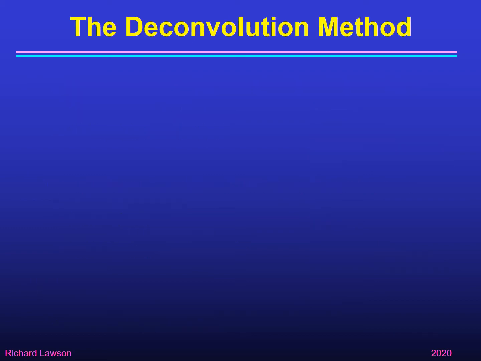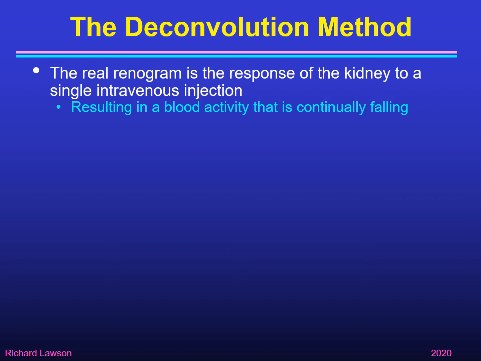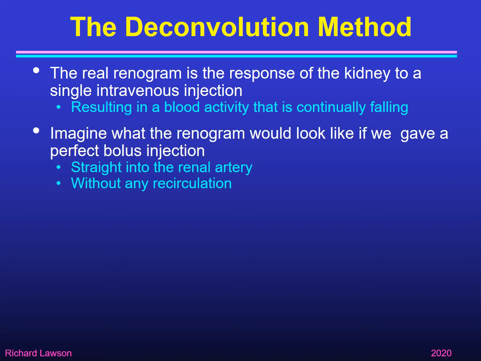Now the deconvolution method tackles that by saying that the real renogram is the response of the kidney to a single intravenous injection, and that, as we've seen, results in a blood activity that's continually falling. But imagine what the renogram would look like if instead of giving an intravenous injection we gave a perfect bolus injection. It would have to be an injection straight into the renal artery, but if we give it intravenously, by the time it gets to the kidney it's no longer a tight bolus, it's already spread out.